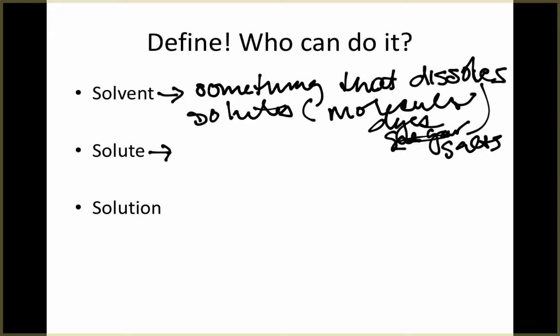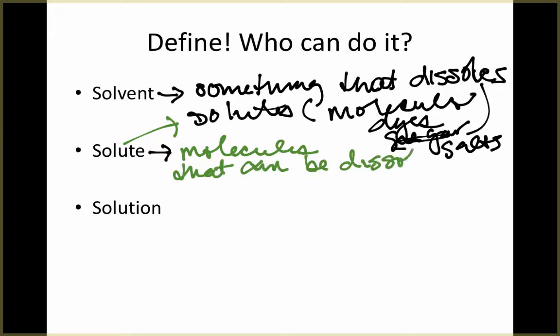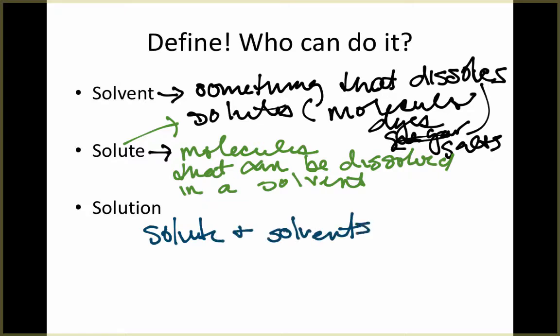And these things that can be dissolved are called solutes. So solutes are molecules that can be dissolved in a solvent. And the last part of this is what are solutions? Solutions are just solutes plus solvents, right? So watch this video really quick to look at basically diffusion, and then we're going to look at the diffusion of water.